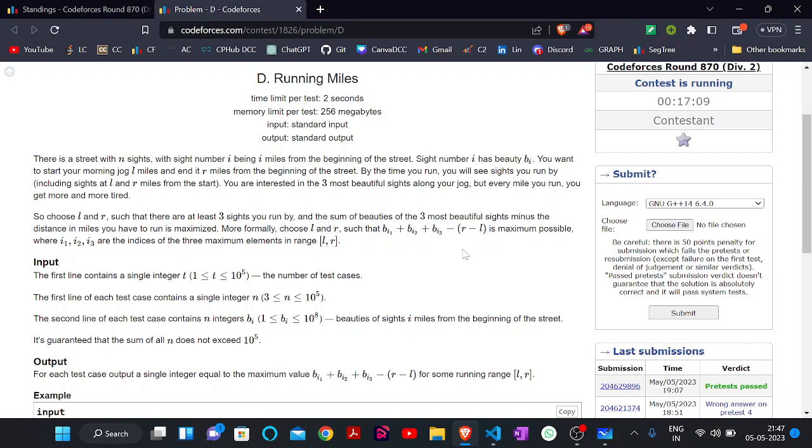First of all, we will choose two indices L and R, take the three most beautiful sides from that segment, and subtract the distance from L to R, and we want to maximize this. So just think that we are choosing A, B, and C as our maximum sides, and this is from segment L to R.